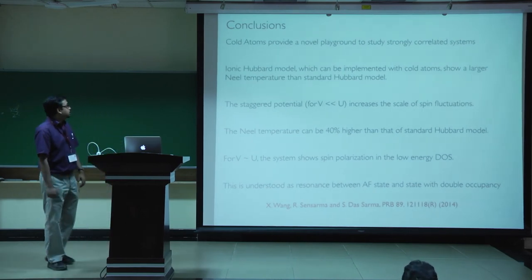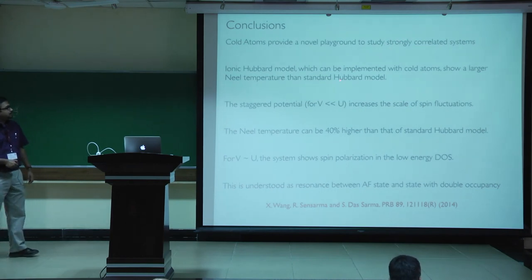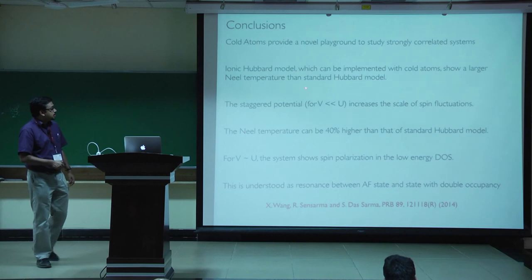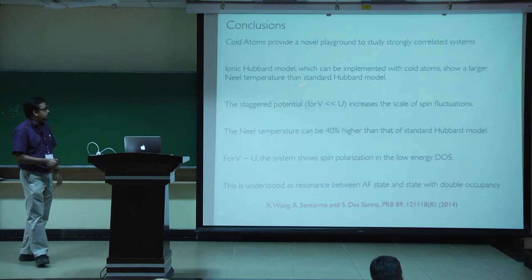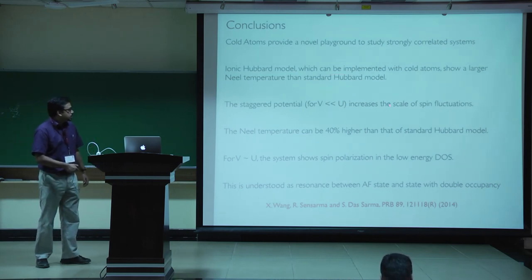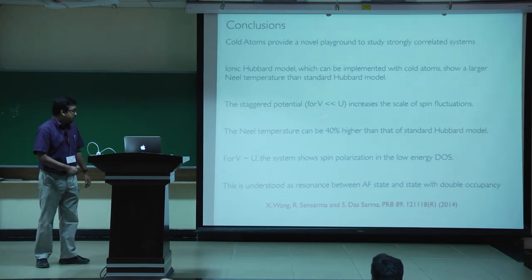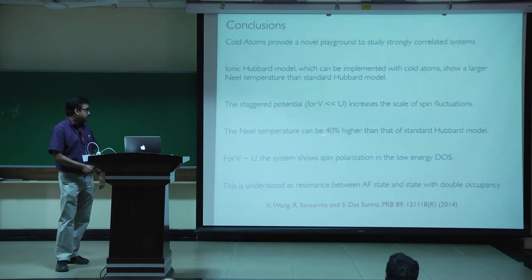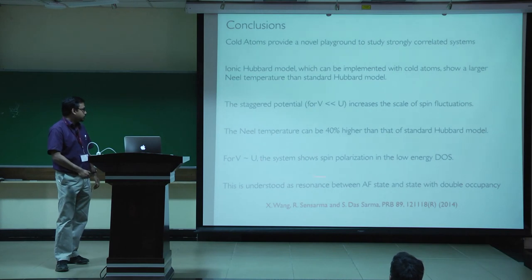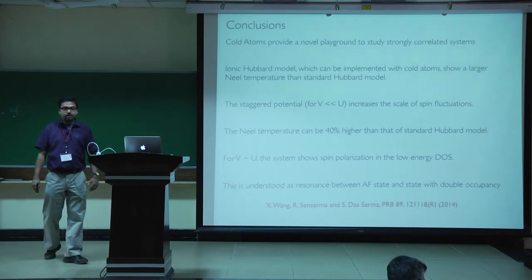Finally, I would like to conclude that cold atoms provide a novel playground to study strongly correlated systems. The ionic Hubbard model, which can be implemented with small changes to normal setups, has a larger Néel temperature than the standard Hubbard model. The staggered potential increases the scale of spin fluctuations for small V. In fact, you can get about 40% higher Néel temperature. However, if you crank up V, and V is of the order of U, the system shows spin polarization in the low energy density of states. This is understood as a resonance between the antiferromagnetic state and a state with double occupancy.